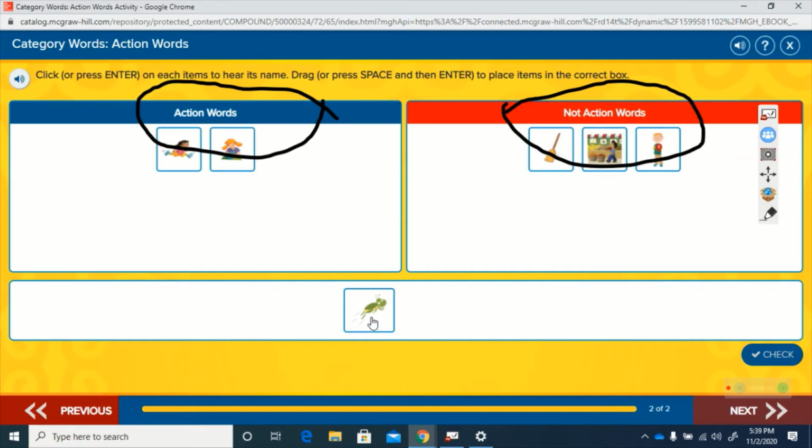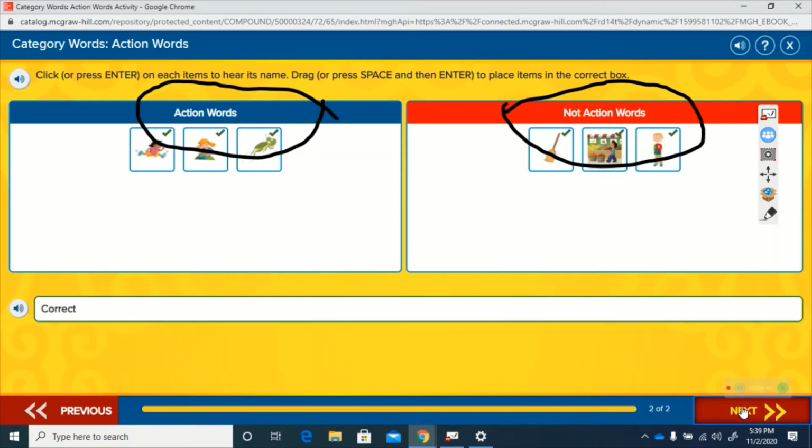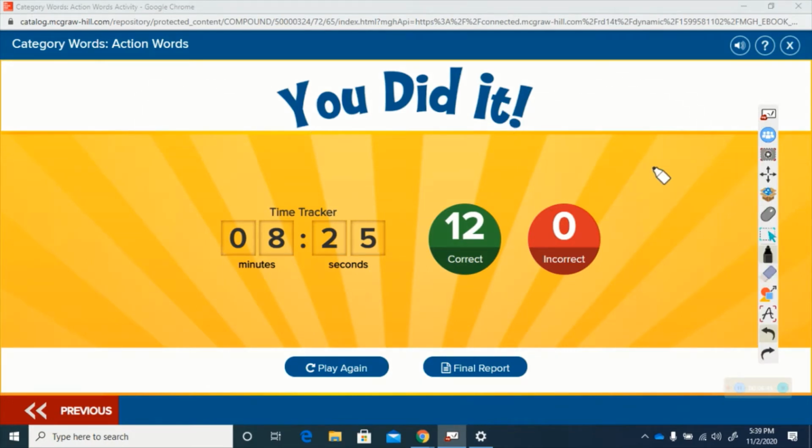Listen to this one. Jump. Is jump an action word? Yes, it sure is. Let's check it. Good job. Okay, so we got 12 correct and 0 incorrect.